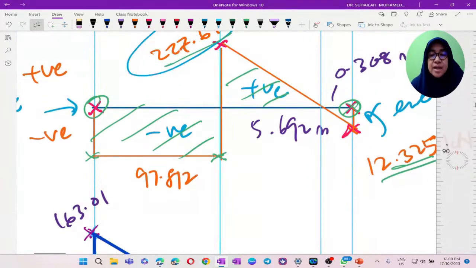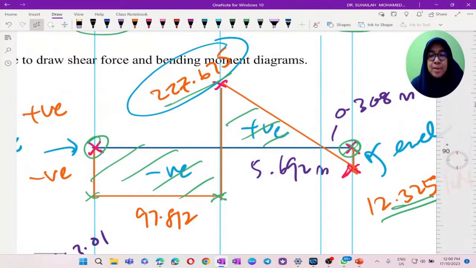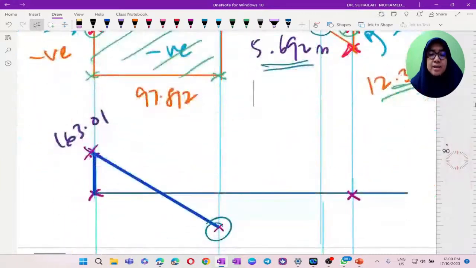And you have to get this value from the area of shear force diagram. Okay, and after that, when there is an intersection, shear force diagram is zero, means there is maximum moment. So we have to determine the distance at intersection from the shear force diagram. Okay, we get 0.308 and 5.692.